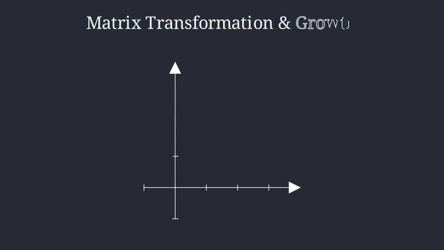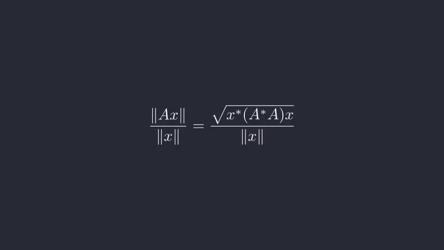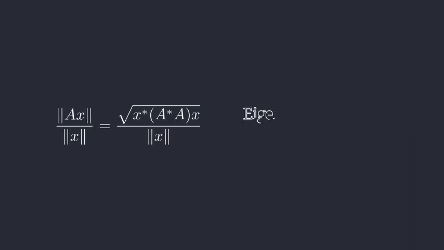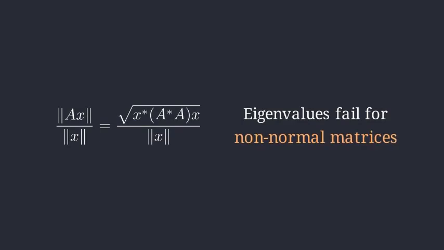When we study linear algebra, we often ask how a matrix modifies a vector. We can quantify this by looking at the growth factor, which is the ratio of the norm of AX to the norm of X. While eigenvalues are great for repeated applications of a matrix, they often fail to give us a complete quantitative picture, especially for non-normal matrices.